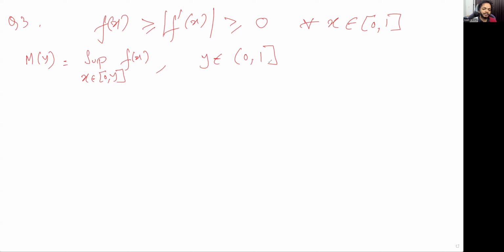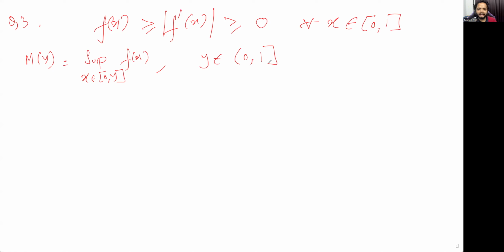Now try to understand that the maximum value depends on the point y. Suppose I take the point y to be half, so the maximum value the function takes from 0 to half, and suppose then I take y to be 1, so the maximum value the function takes from 0 to 1. These two maximums might differ.